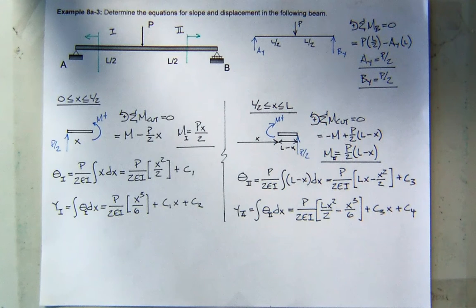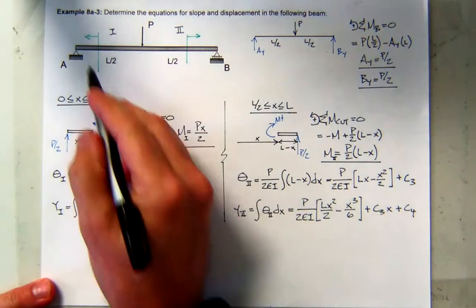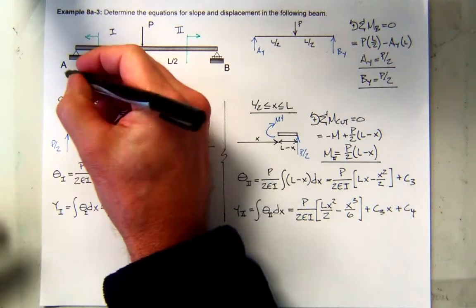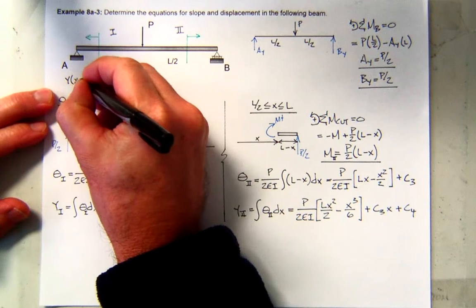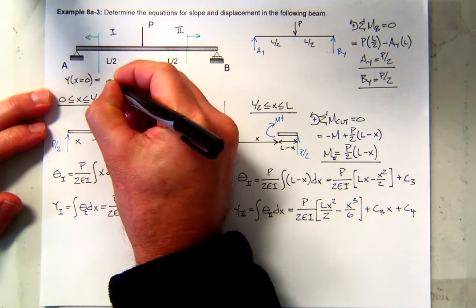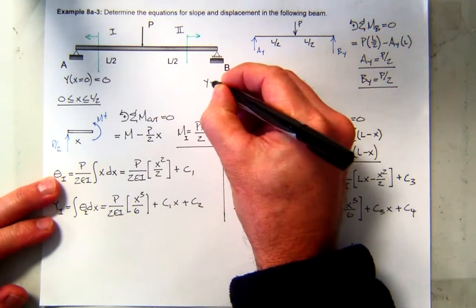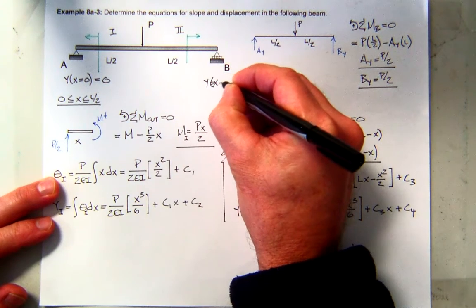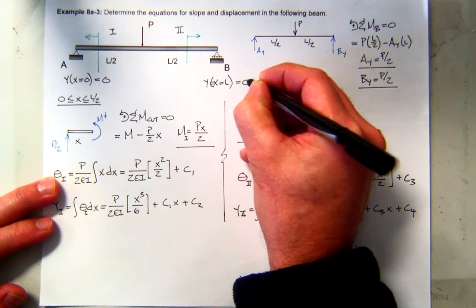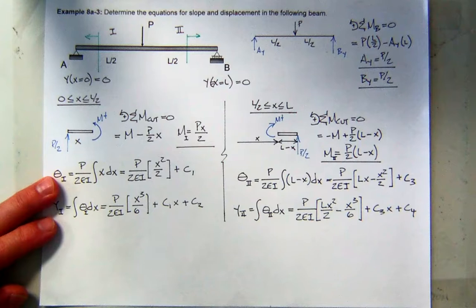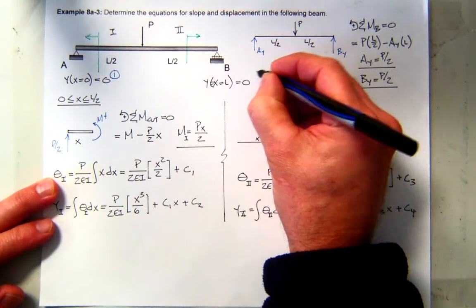How many constants do I have? 4. So that means I need 4 conditions to match it. How many do I have? We're going to actually make some up. Now we do know what from 0 to L? I know that at x equals 0, what's the displacement? 0. And y at x equal L is 0. There's 1, and there's 2.